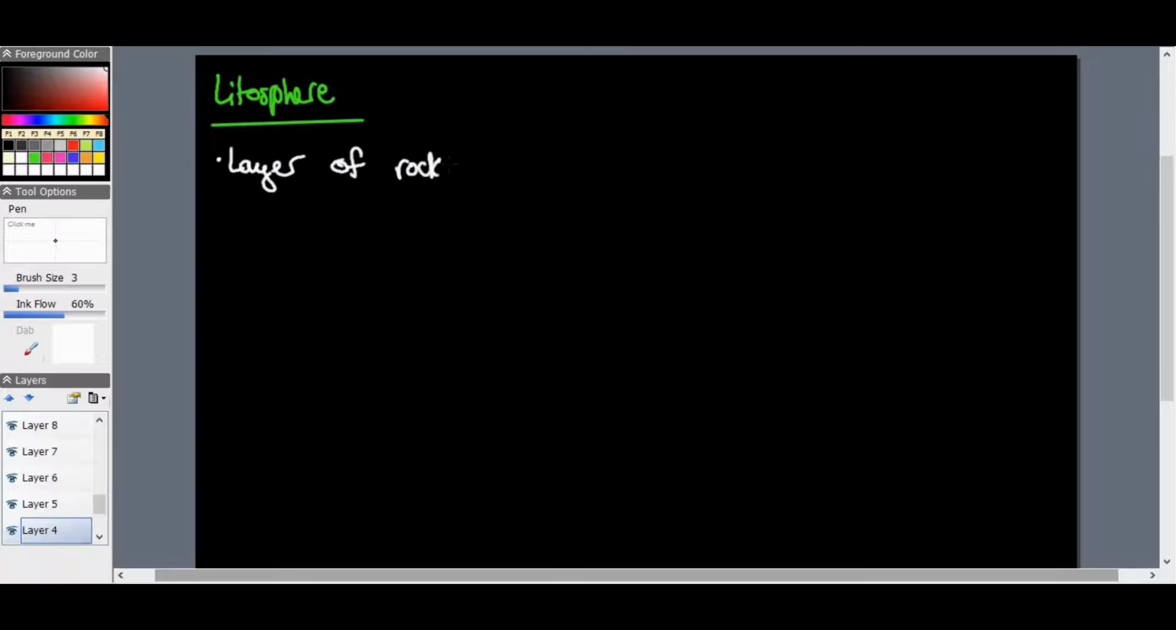Are you all familiar with rocks? You go to the beach, you see lots of rocks and boulders. It's a layer of solid rocks and soil near and on the Earth's surface. Earth is with a capital E.